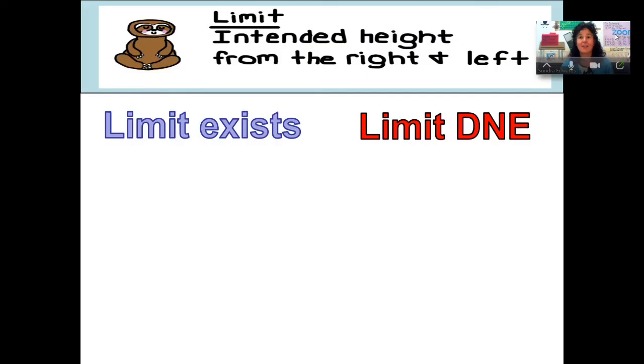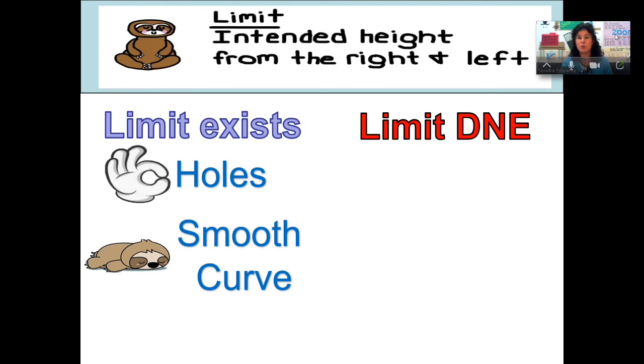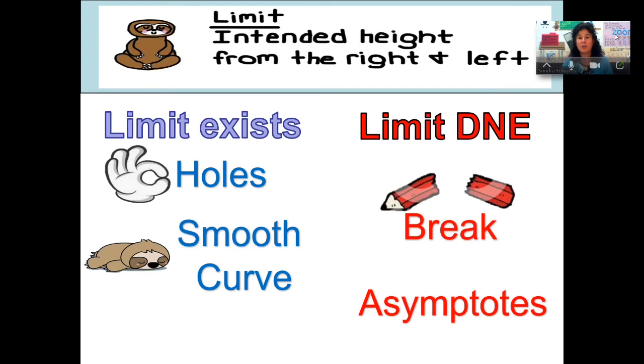The sloth is going to help us answer some questions really quickly if we don't have to justify ourselves. So if you see a hole in the graph, the limit is still going to exist, and we just look at it from the left and the right. And if the curve is smooth, well, then with a smooth curve, the limit's going to exist. But if you're looking at the graph and at the x value you want to find the limit, you see a break or you see an asymptote, you don't need to give those much thought. You can just say, oh, they don't exist.